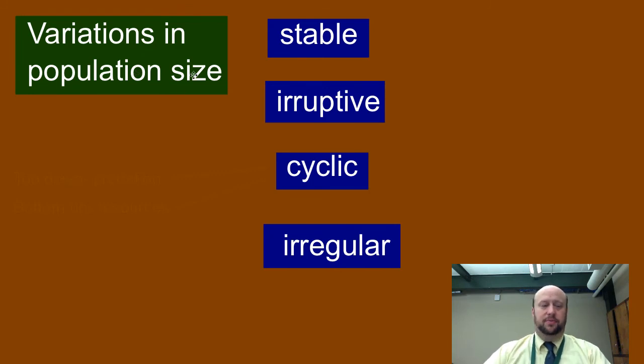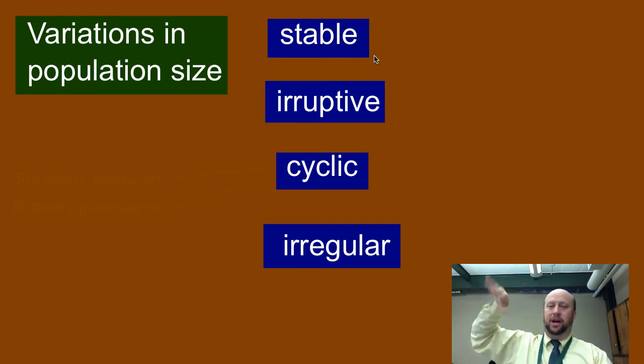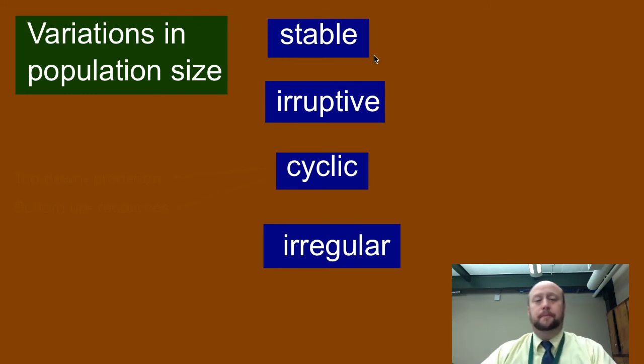Now, there are different ways that population sizes can vary. There are 4 basic ways that you need to know what they mean. Stable means just what it sounds like: the population gets up to the carrying capacity, and then it might oscillate a little bit and then levels out and stays there, because the food sources and the resources are fairly consistent.